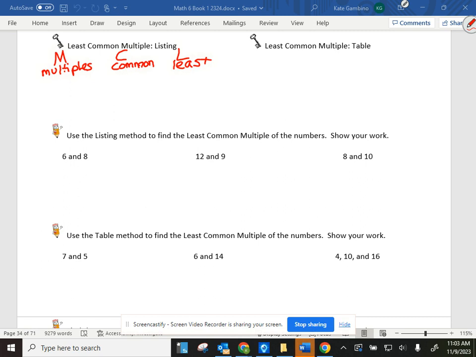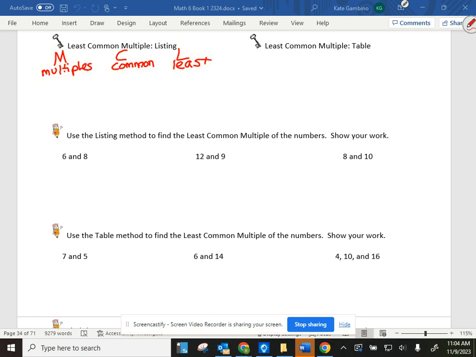So first, we find all the multiples for the numbers. Then we circle which ones they have in common. Then we circle the least. Now, when I start doing my list, I start by going out 10. I go out times 1, times 2, times 3, times 4, times 5, times 6, times 7, times 8, times 9, times 10. So I go out to the 10, and then I do it for the next number. I go out to the 10. I look to see what's the smallest number that they share in common.